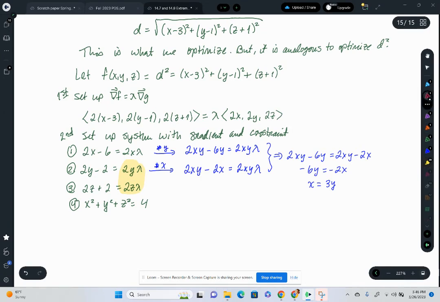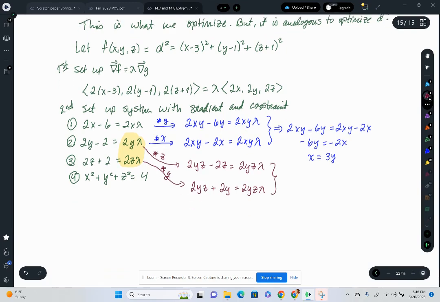So when I do that, I'm going to multiply equation 2 by a z, and I'm going to multiply equation 3 by a y. Okay, equation 2 multiplied by z becomes 2yz minus 2z equals 2yz lambda. Equation 3 multiplied by y becomes 2yz plus 2y equals 2yz lambda.